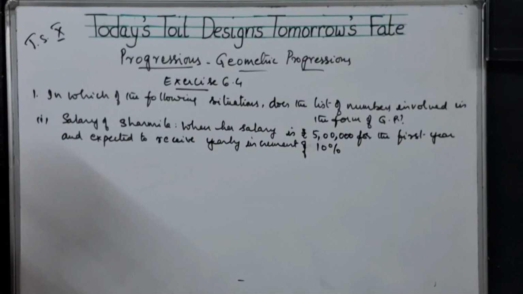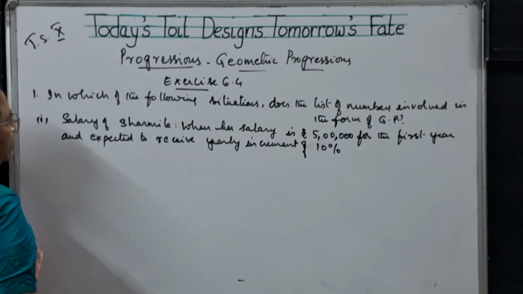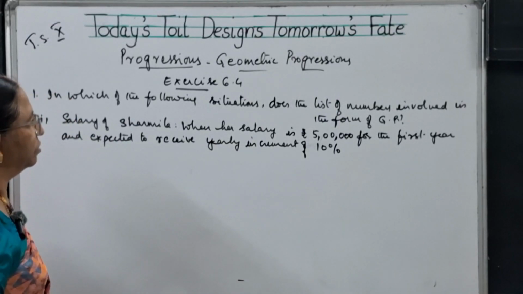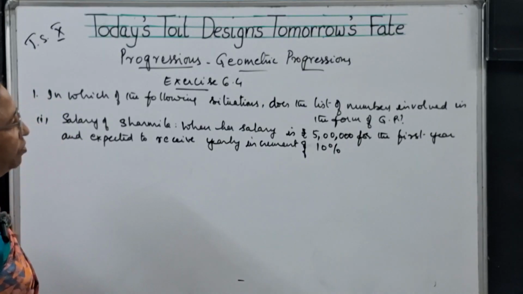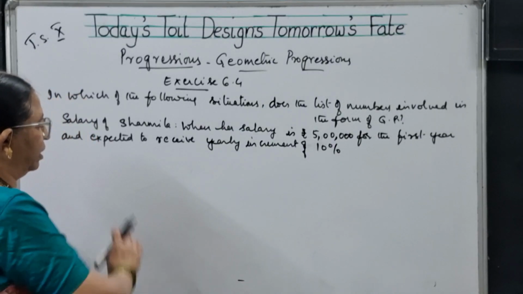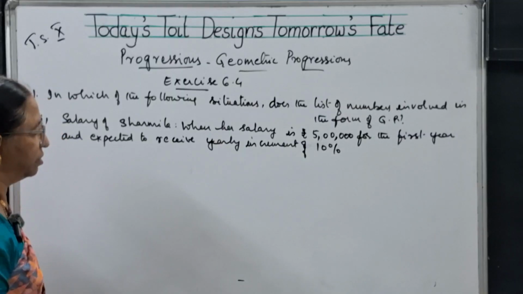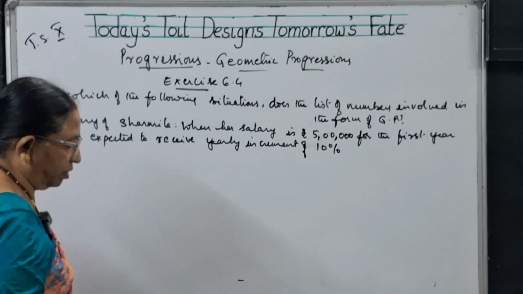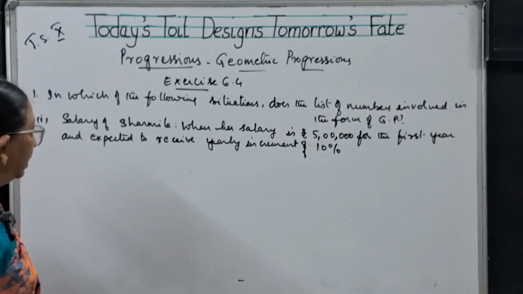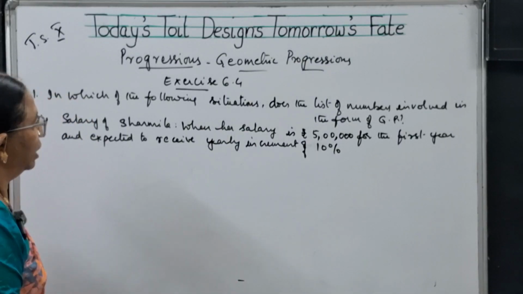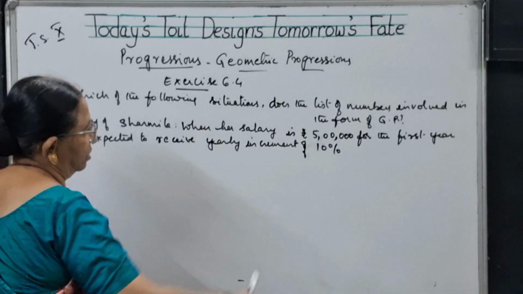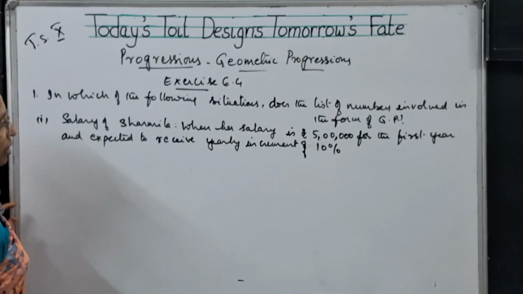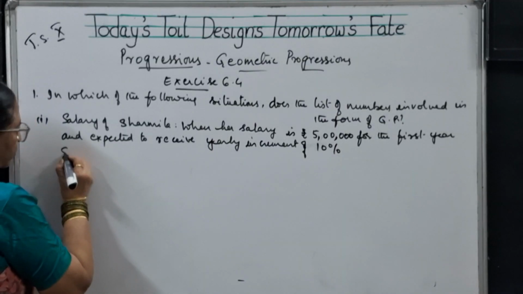Now the next one, exercise 6.4, first problem, children. The question is: in which of the following situations does the list of numbers involved form a GP? They have given certain situations, and whether it forms a GP or not, we need to find out. The first one is the salary of Sharmila, when her salary is 5 lakh for the first year and she is expected to receive a yearly increment of 10%.